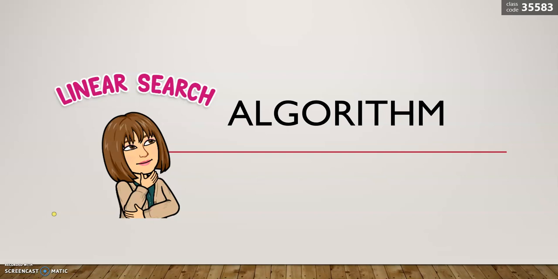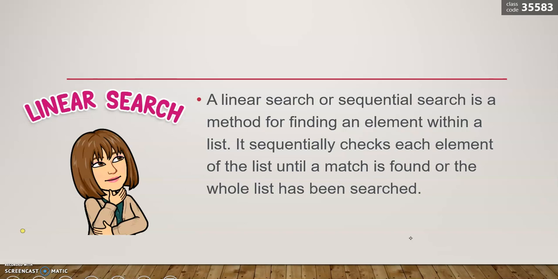Good day, everyone. Today you are going to learn the linear search algorithm with Java code. But first, let us know: what is linear search? A linear search or sequential search is a method for finding an element within a list. It sequentially checks each element of the list until a match is found or the whole list has been searched.